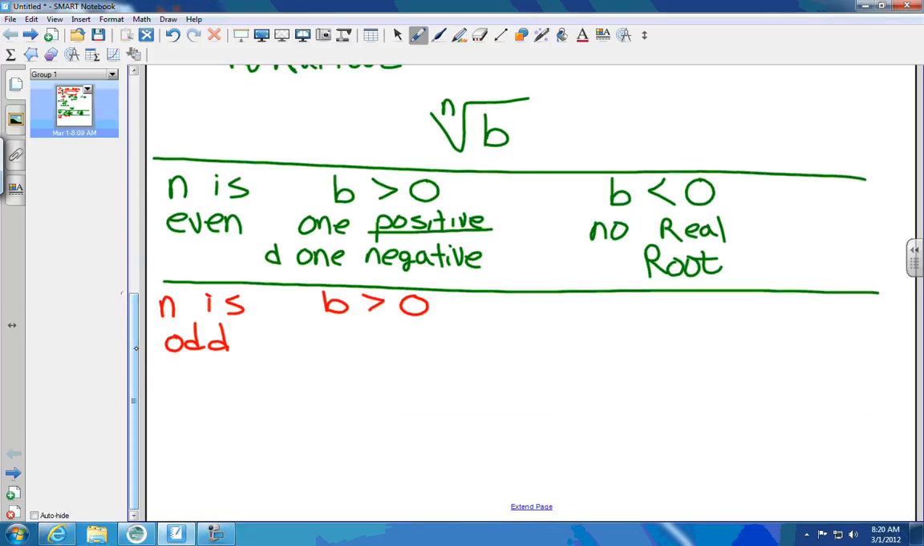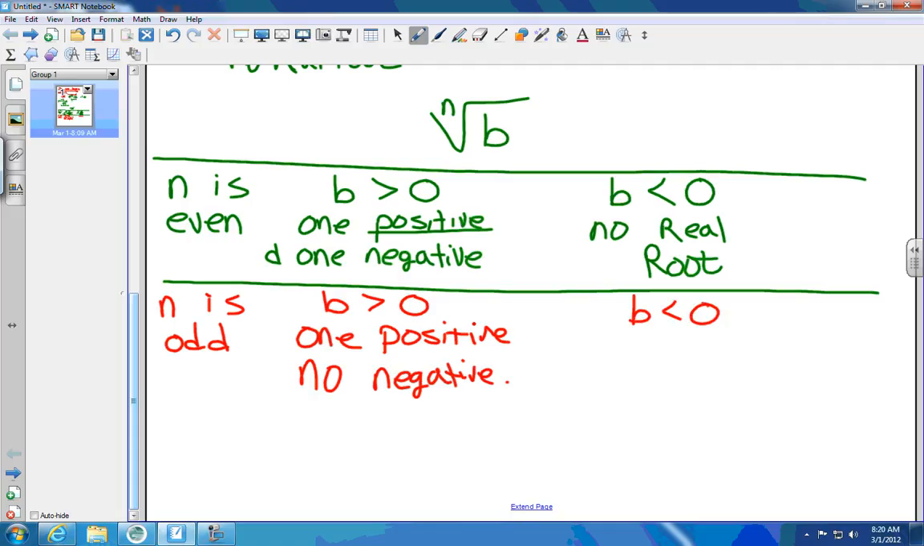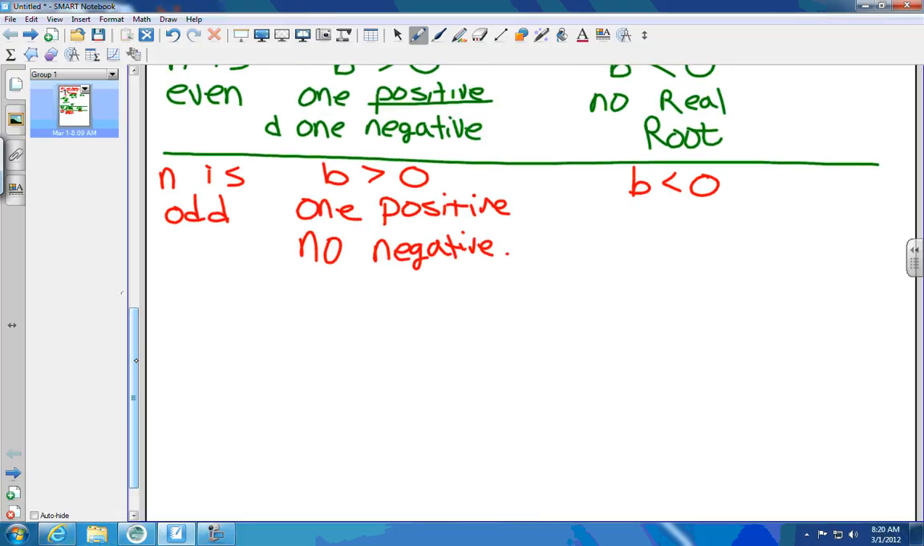So if it's odd and b is greater than 0, you have one positive root and no negative root. Basically what that means is your answer has to be positive. So whatever you get for that cubed root of 27, it's going to be positive, not negative. And then if b is less than 0, it's the exact opposite of that. You'll have no positive and one negative.